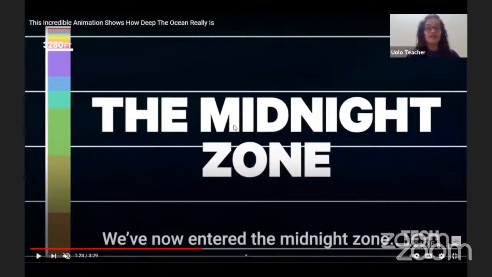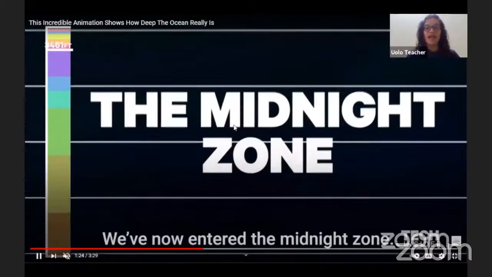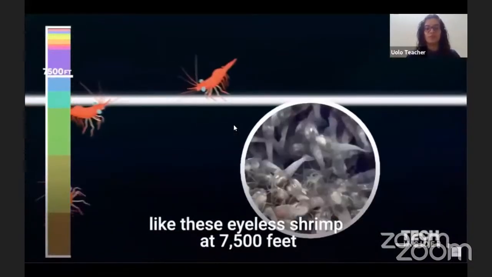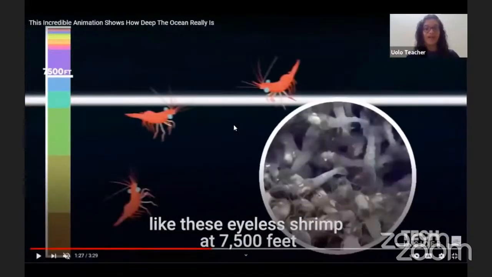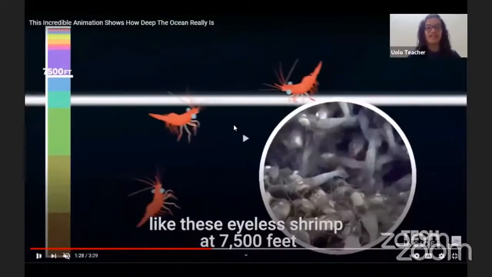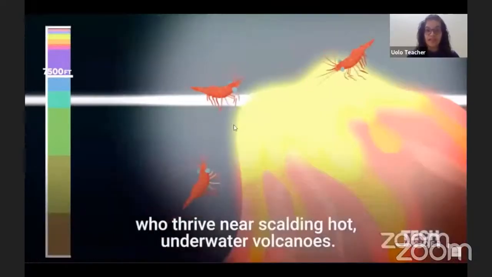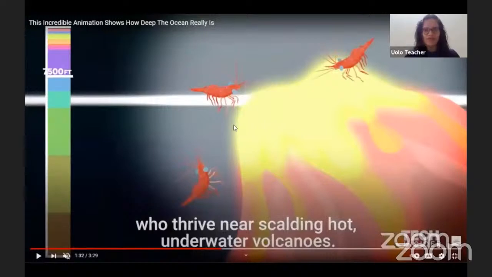Now, if you cannot see anything, obviously there are going to be animals which, even if they have eyes, cannot see. But you have eyeless shrimps that live at 7,500 feet, and they thrive near the scalding hot underwater volcanoes. Did you know volcanoes exist underwater? No, right? It is amazing. Our world underwater is full of magic. Yes, so there are underwater volcanoes.